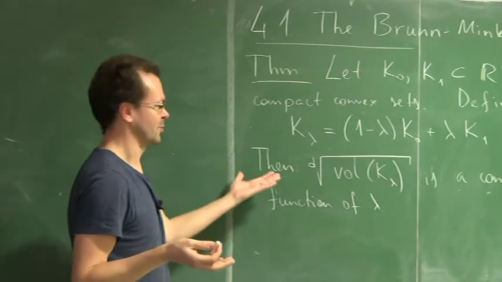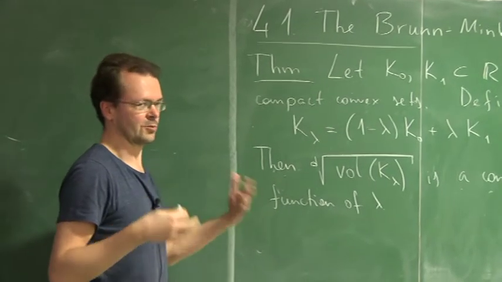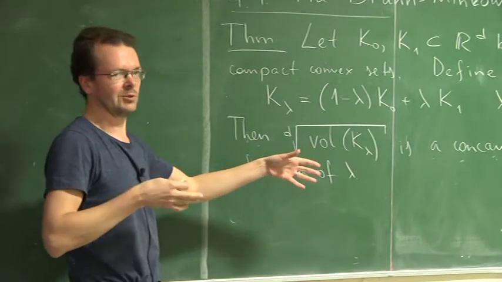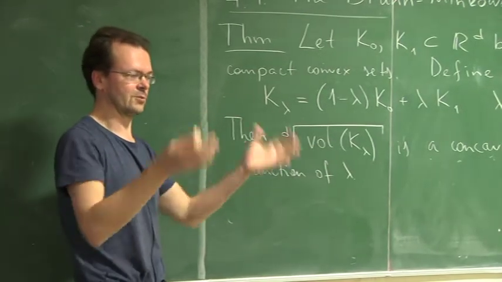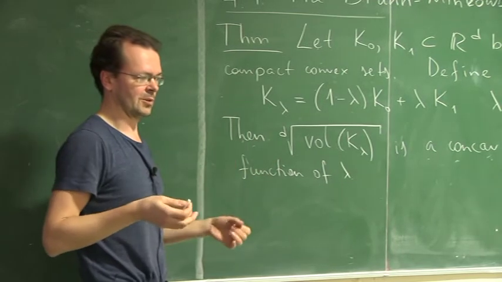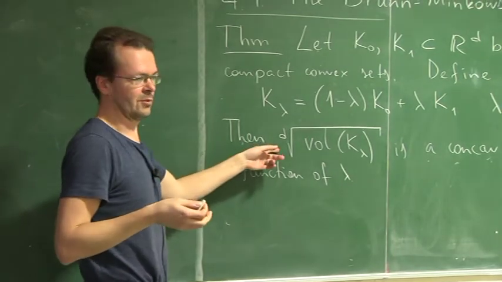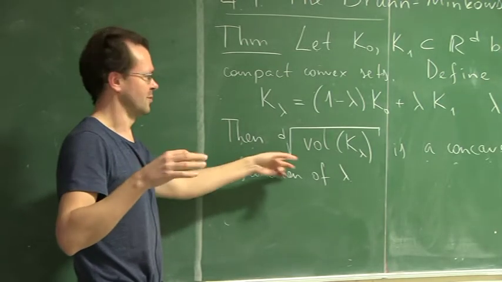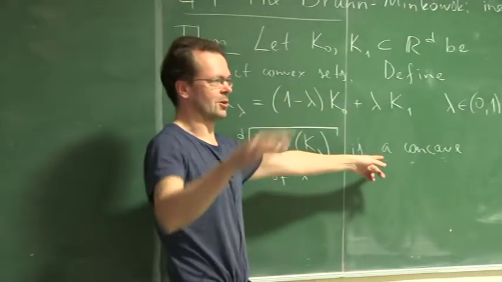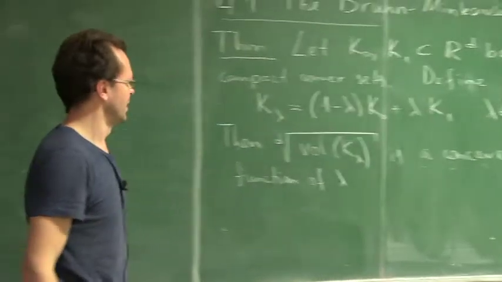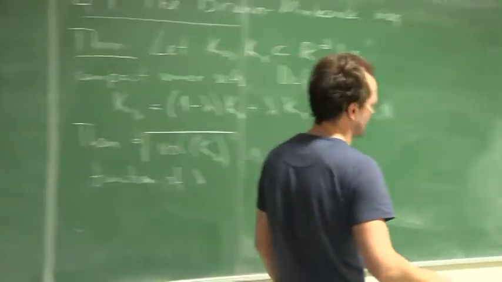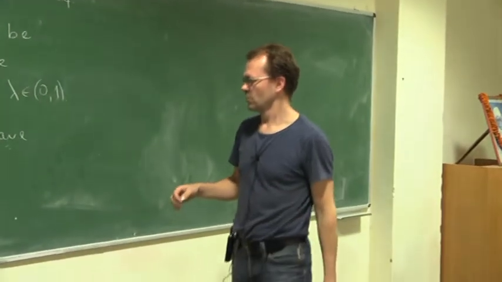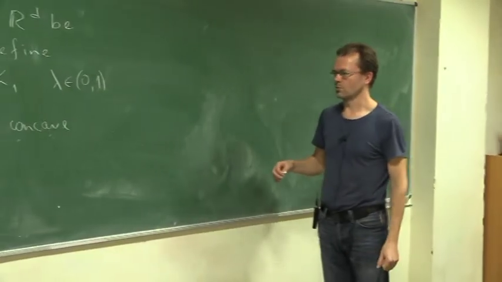So somehow the statement is quite natural, so not that one can guess it easily, but the volume itself is something of degree d, right? So if you have a d-dimensional set and volume is of degree d, if you take the d-th root, then it should be something, well, linear, but in this case it's not linear, it's concave, so it's bigger than linear. Okay, let us look at some examples in order to convince ourselves that this can be true.